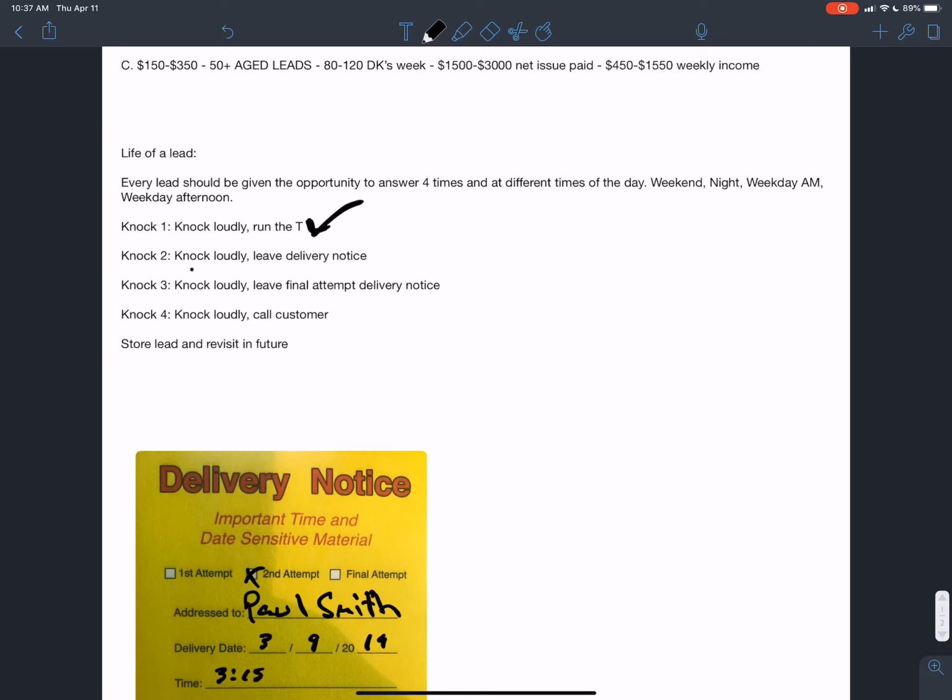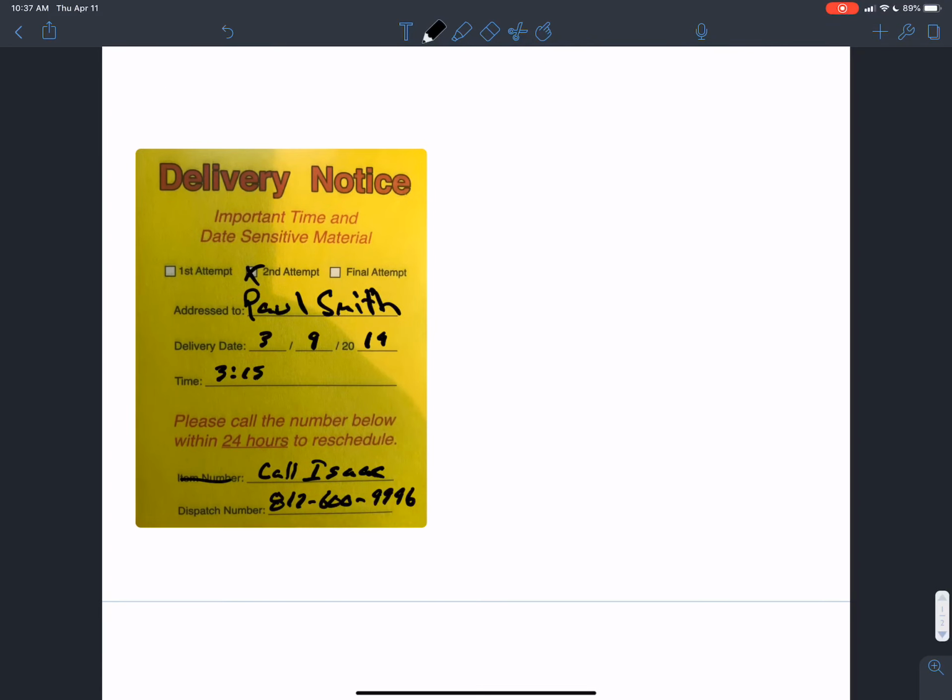Second knock, again, knock loudly, leave a delivery notice. This is on the second knock, okay? This is the delivery notice. You can get them from your manager. You can purchase them on the NASB Nation website. You simply go to the door. It looks like the UPS thing that you find on the door. You write your name or their name, delivery date, the time, and then what I like to do, I don't put item number. Some people will put like the person's address or something like that, but I'll put call Isaac and then my number right there.